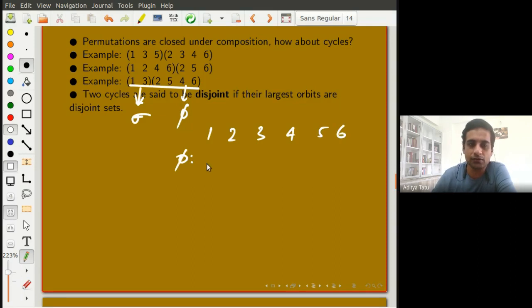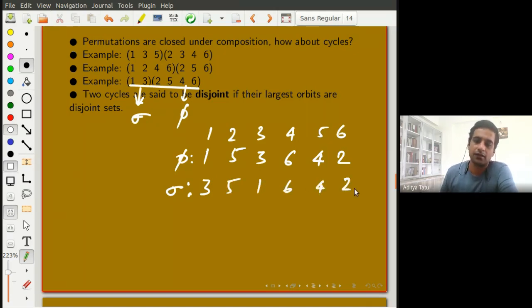So what does phi do? Leaves 1 as it is, 3 as it is. 2 goes to 5, 5 goes to 4, 4 goes to 6, and 6 goes to 2. That's your phi. What about sigma? Sigma only permutes the elements 1 and 3. So 1 goes to 3, 3 goes to 1, rest all they remain as they were. And if you look at the notation for this, it's of course not a cycle, but you can write it as a product of these two. There is no other way in which you can write this down.